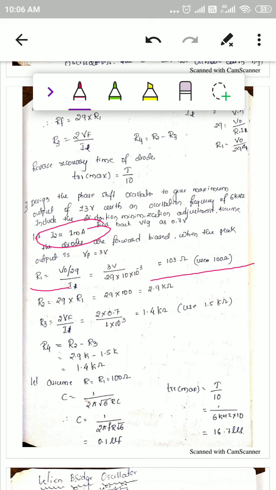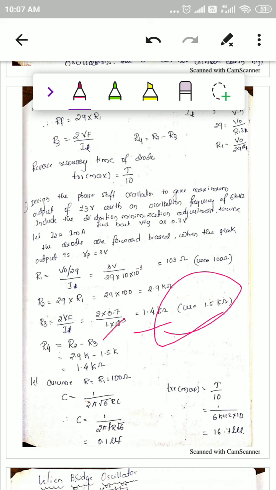So R3, once again, you know from the above equations, is 2 VF divided by I2. Sorry, it's not 10 milli, it is 1 milli only. So 2 into VF, which is given as 0.7, divided by 1 into 10 raised to minus 3, 1 milli. You calculate the value. So R3, how much did you get? 1.4 kilo. Use the 1.5 kilo standard ohm. R4 is once again R2 minus R3. R2 is known, R3 is known. Just substitute and calculate R4 here.